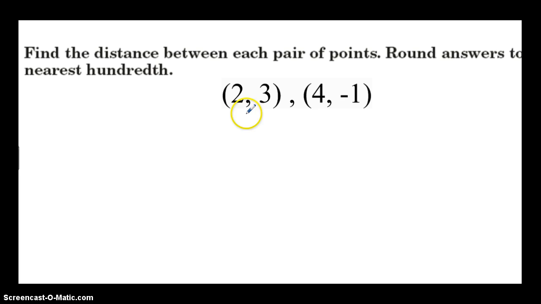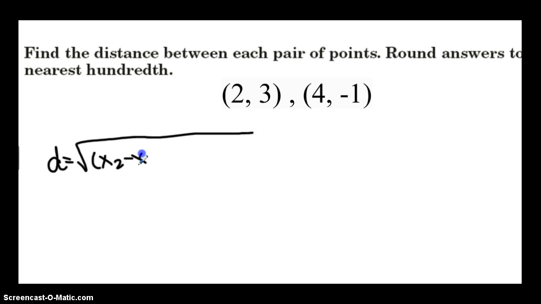We want to find the distance between these pair of points. The distance between these 2 points is also the length of the segment that joins them, where these points would be your endpoints. We want to round our answers to the nearest hundredth. So we're going to use our distance formula, which, as we just learned, is the square root of (x2 minus x1) squared plus (y2 minus y1) squared. And I'm going to actually label each of these coordinates.